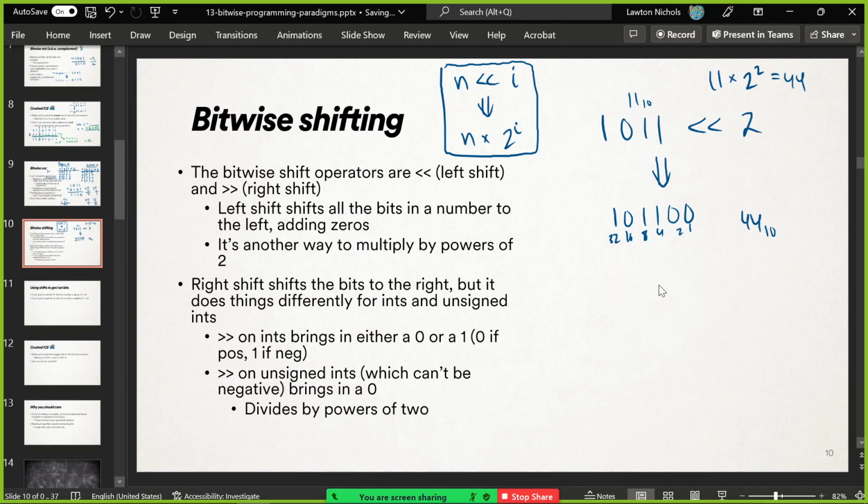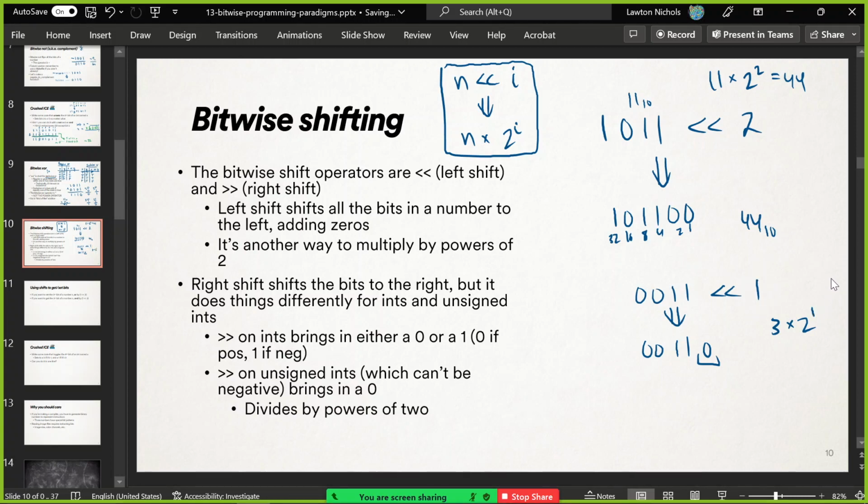For example, again, if you had 0, 0, 1, 1, that's 3 in binary, right? And if we left shift that by 1, that gives me 0, 0, 1, 1, and then it brought in a new place for the 0. And so this was 3, this is 6, right? And the reason we got that is it was 3 times 2 to the 1.